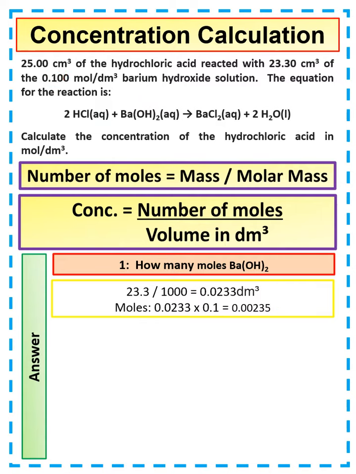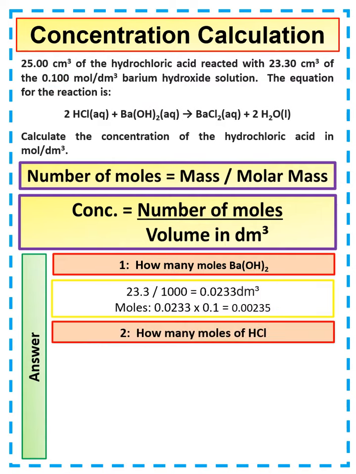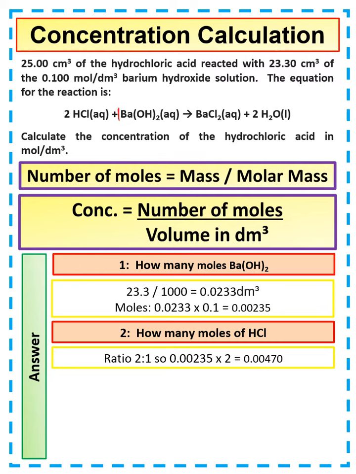Right, so the second step that we need to do is work out the number of moles of hydrochloric acid. So we can see here from the equation that we've got 1 barium hydroxide to 2 hydrochloric acids. So we've got a 2-to-1 ratio. So all we need to do is times the number of moles of barium hydroxide by 2, which has come from this 2-to-1 ratio, which will give us 0.0047 moles of it.